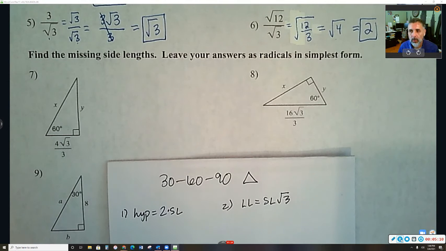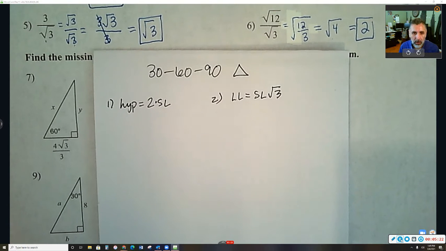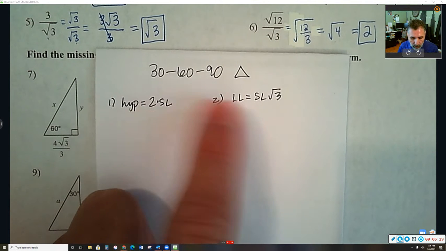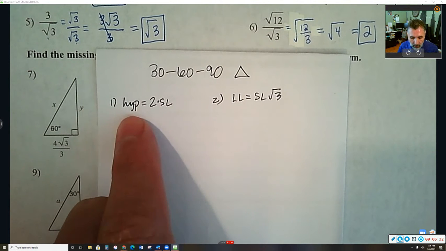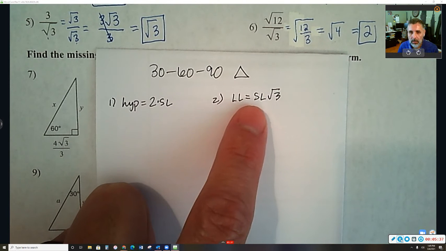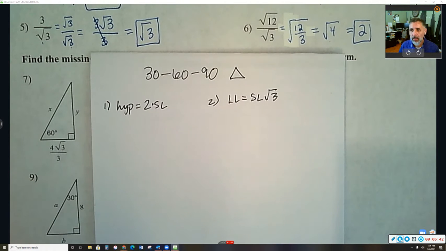So just like the 45, 45, 90 triangles where there was a special relationship between the sides, or like those two equations that we used, the 30, 60, 90 has also a special relationship between the sides. Whenever you see a 30, 60, 90 triangle, you should think these two things automatically. The hypotenuse is 2 times the short leg, and the longer leg is the short leg times the square root of 3. Now, you don't have to have these memorized, but you do have to have them written down, and you do need to know how to work with them.